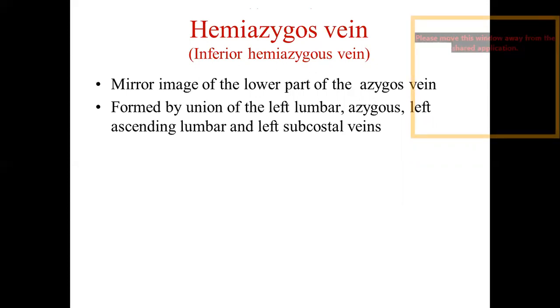Now this vein is present on the left side of the thoracic cavity, which is a mirror image of the lower part of the azygous vein. So it is from the lower side. It is formed by the union of the left lumbar azygous, the left ascending lumbar, and the left subcostal vein.